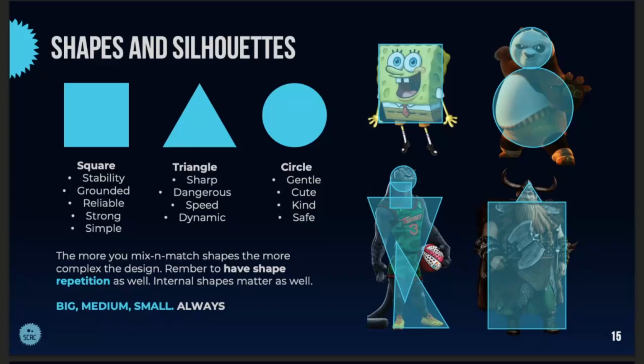She's squishy. She's a cat. And so the more you mix and match shapes, the more complex the design. But always remember to have shape repetition in your design. What I mean is, in Poe, you can see circles scattered everywhere. In SpongeBob, he's a square, but you can see a lot of circles scattered everywhere.